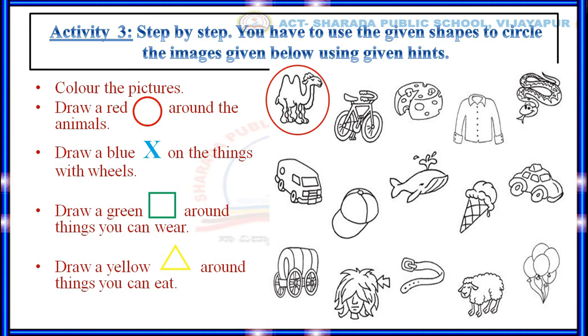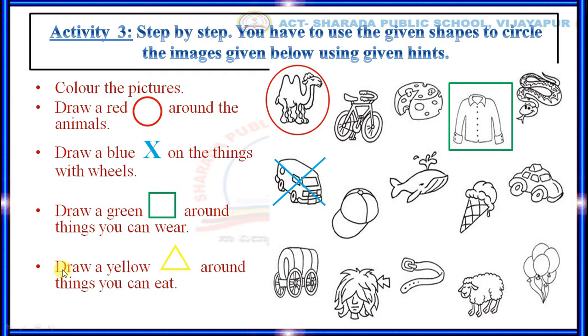Step 3. Draw a blue cross on the things with wheels. I have done one for you. Step 4. Draw a green square around things you can wear. I have done one for you.